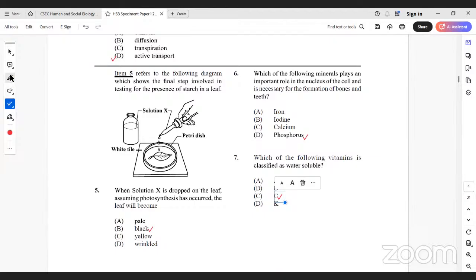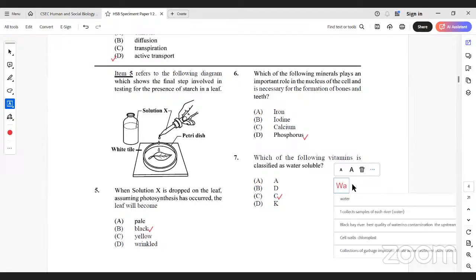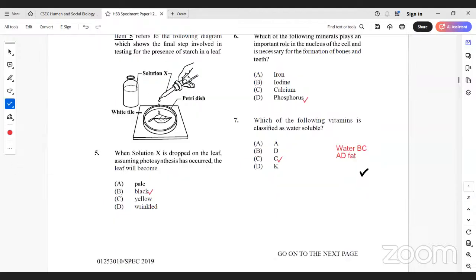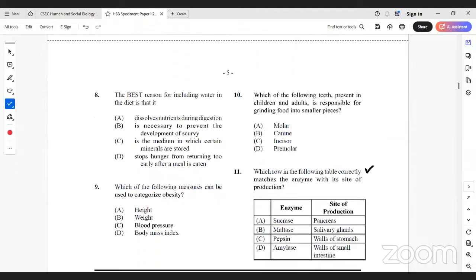And let me just type it out. Maybe that might help one or two persons. I remember this as water, BC, and AD. Yeah. Water before Christ, AD, fats. That's the way I remember it. But you could have your own way to it. Maybe that might help you. Maybe it may not. So let's continue. See how well we are doing.